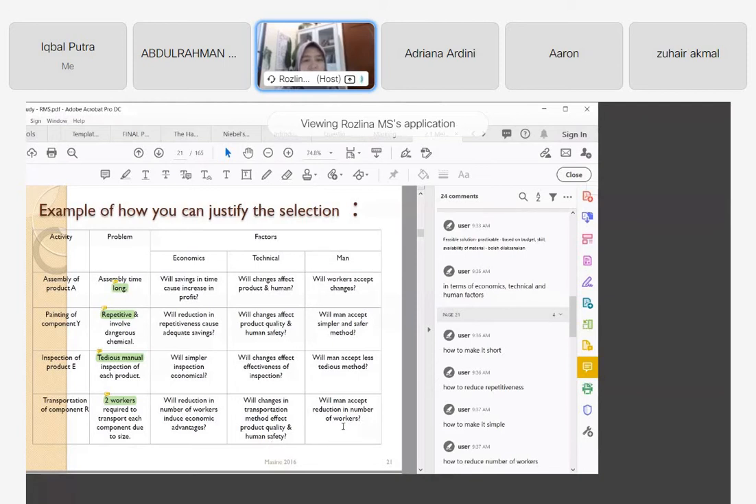Or maybe you can tackle the human factors. Will workers accept the changes? As with repetitiveness, can the workers accept less repetitiveness, or a less tedious method? Can they accept the reduction in the number of workers? So this one you have to think and identify before you select.